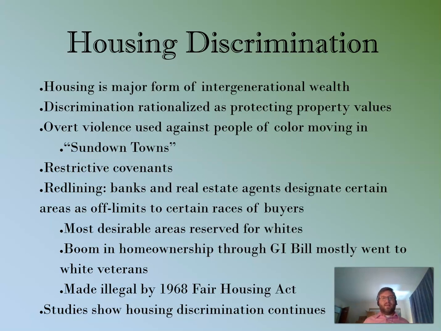So you can't draw actual red lines on a map anymore, but it's still the case that banks will tend to not give loans to or give worse terms on loans to people of color who are looking to buy houses in traditionally white neighborhoods as compared to the terms that they would give to white prospective buyers. And the real estate agents will steer people towards houses in certain neighborhoods rather than others on the basis of the race of that person.